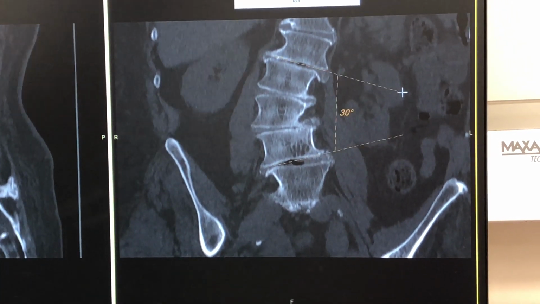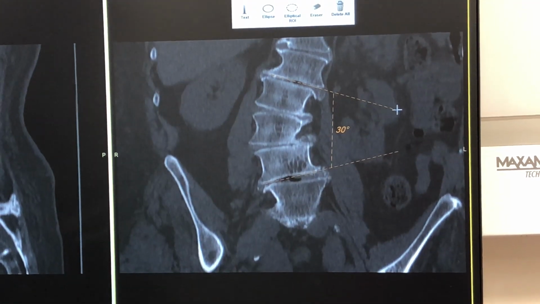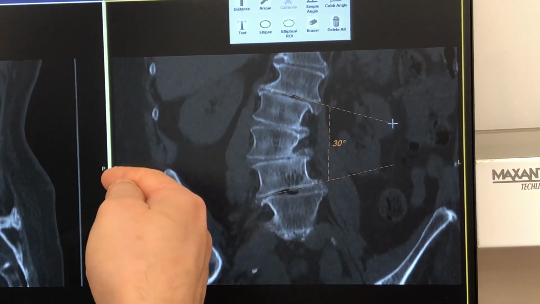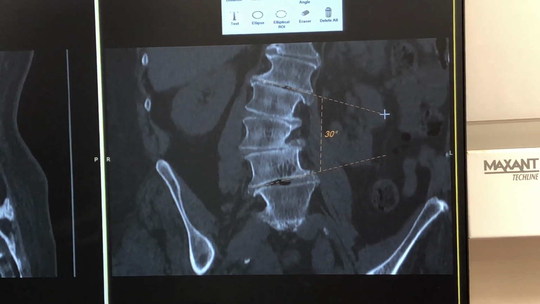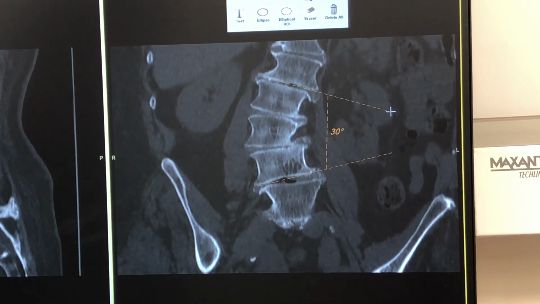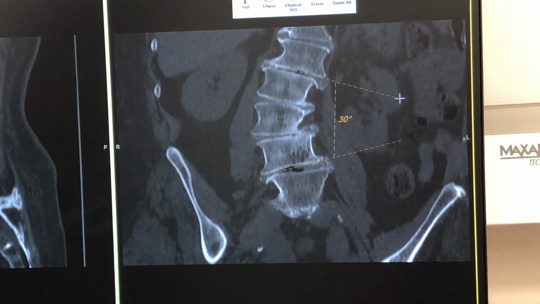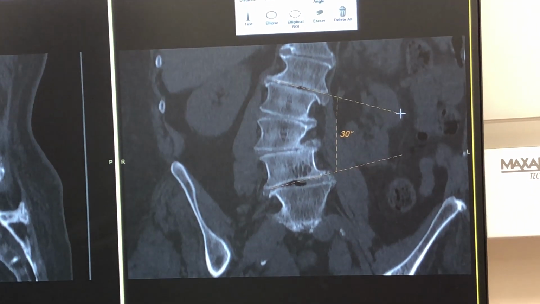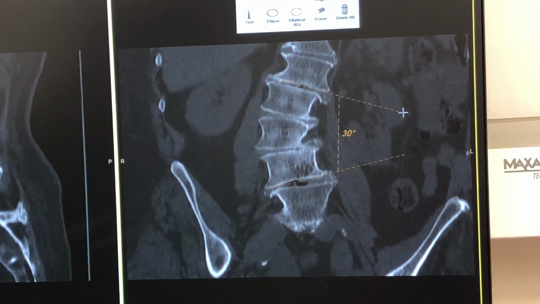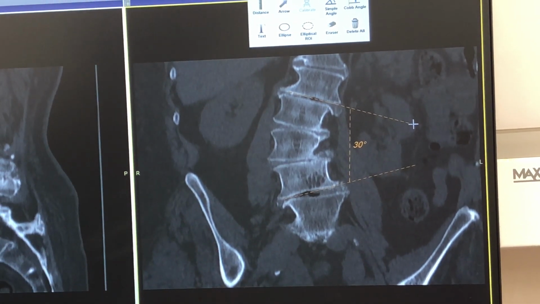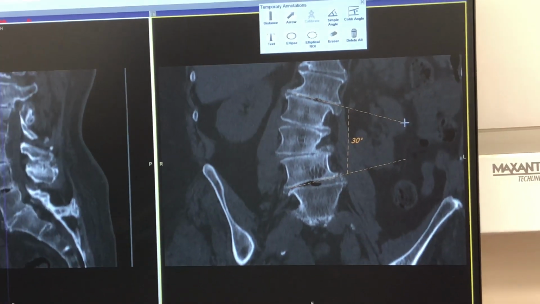So the Cobb angle in the CT is 30 degrees, and the scoliosis is to the right. The other word for the right is in Latin dexter, so we call it dextro scoliosis. If it would bend to the other side, we would call it levo, L-E-V-O scoliosis. So this is a 30 degree Cobb angle dextro scoliosis.